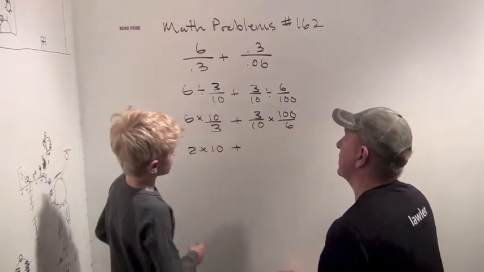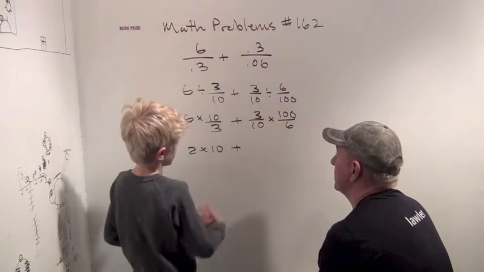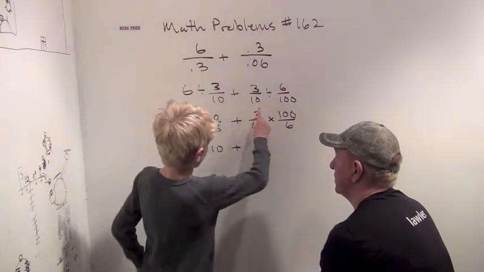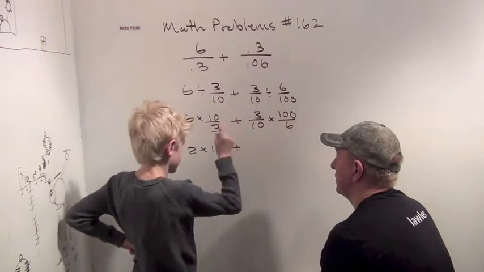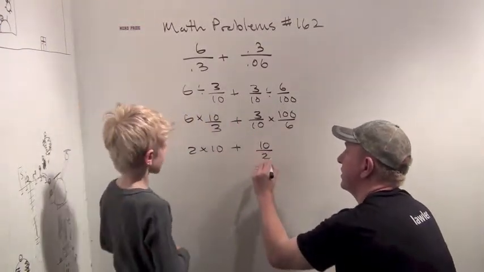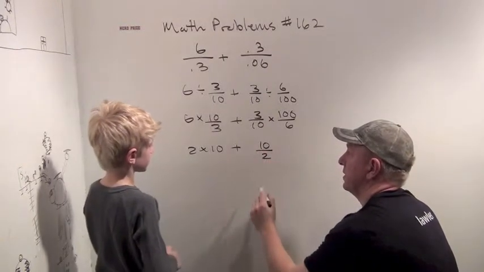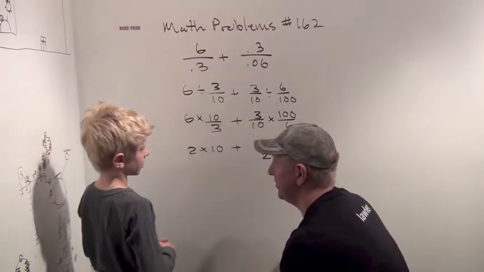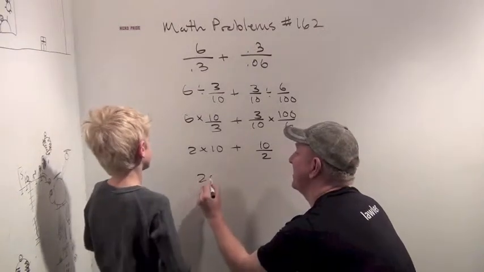What happens over here? What cancels? You can simplify this and that. All right, and what are you left with? You're left with 1 over 1 times 10 over 2. Okay, this becomes 10 over 2. I'm not going to write the 1 over 1. That's okay. So what is 2 times 10? It's 20.